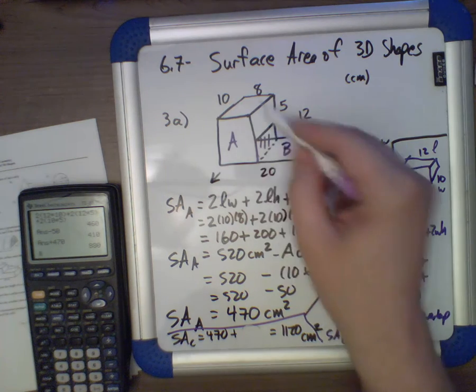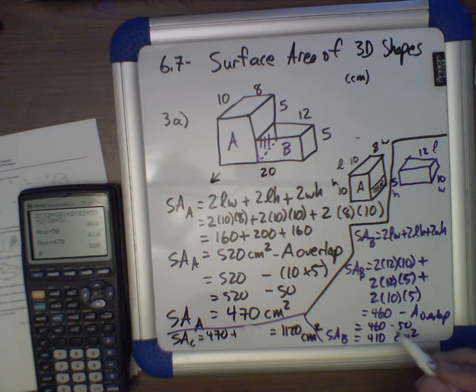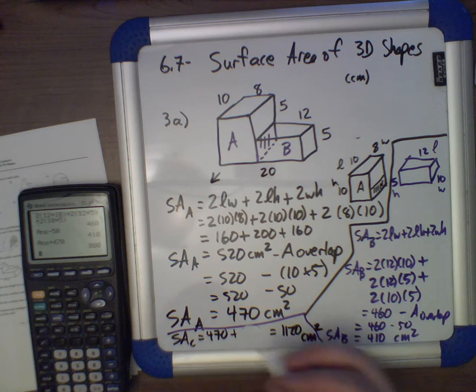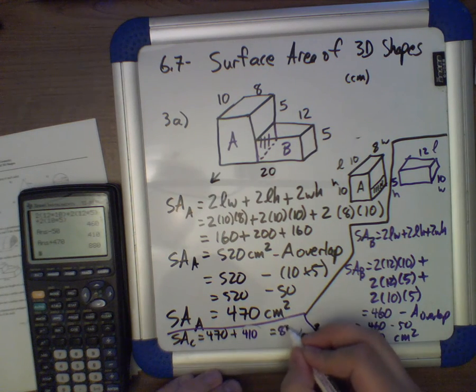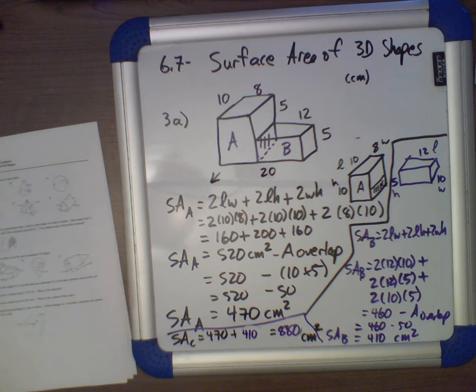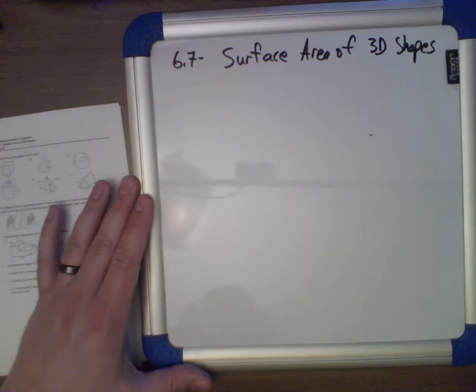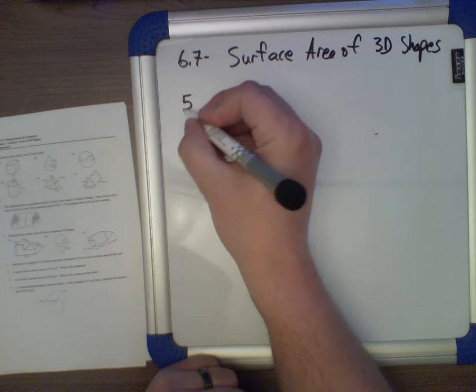So we're going to add our actual visible surface area for A, which is 470, plus our actual visible surface area for B, which is 410. And that'll give us a new final answer of 880 centimeters squared, which is the right answer from the booklet. This video is getting long enough, so I'm going to do one final question. Let's take a look at question 5.